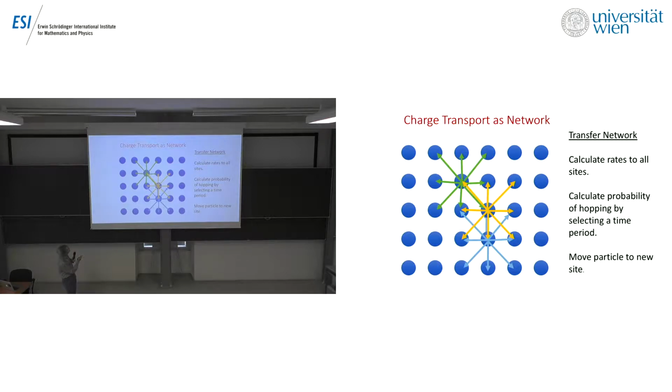But anyway, the way that I think of the universe is as a series of hops. And here I'm showing them on a lattice. We, in fact, do a lot of off-lattice work these days. But the basic idea of kinetic Monte Carlo is that you calculate rates to all possible sites, you can then calculate the probability of hopping by selecting a time period and determining which hop you do, and then you move the particle according to that determined rate. That's a succinct summary of the whole of kinetic Monte Carlo, at least as we know it.